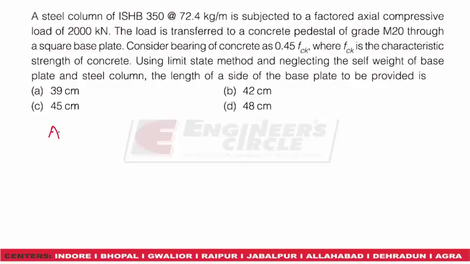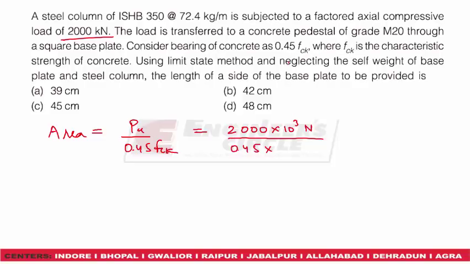We know that the area of the base plate will be given by the load acting on the plate divided by the bearing strength of the concrete. Therefore, area will be the load acting divided by the bearing strength, that is 0.45 Fck. Pu is given to us, factored load is 2000 kN. So 2000 into 10³ N divided by 0.45, and Fck is 20 N/mm². So the area comes out to be 2000 × 10³ / (0.45 × 20), which is 222.222 × 10³ mm².